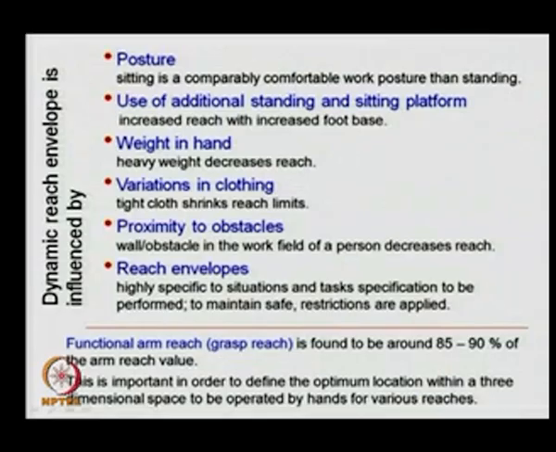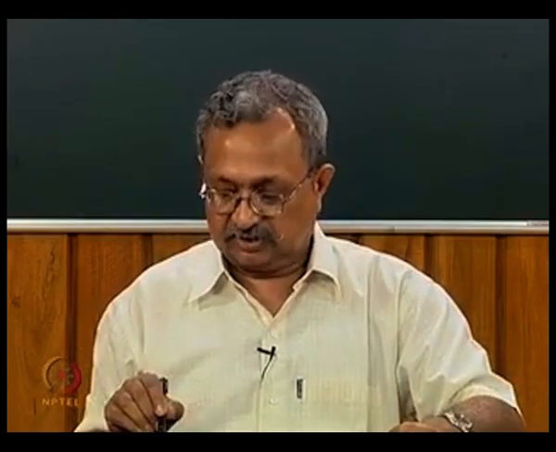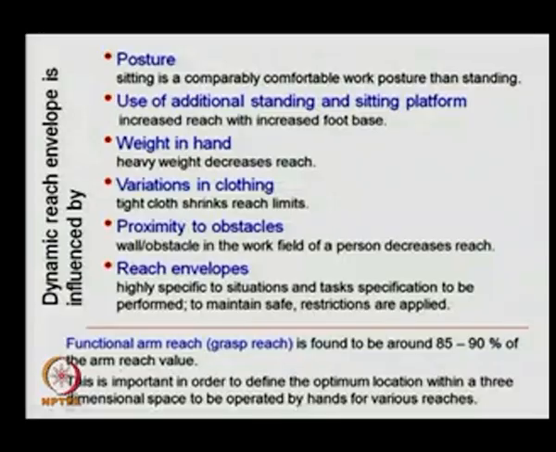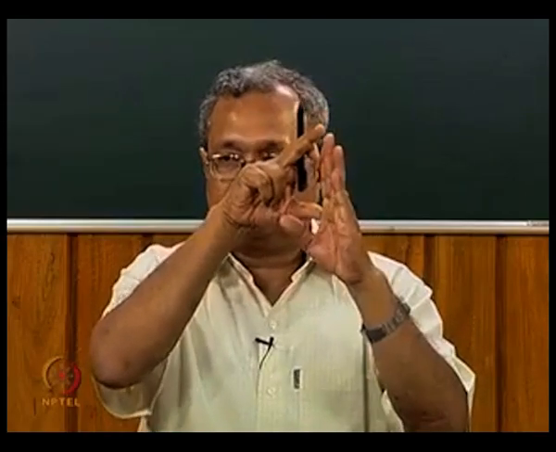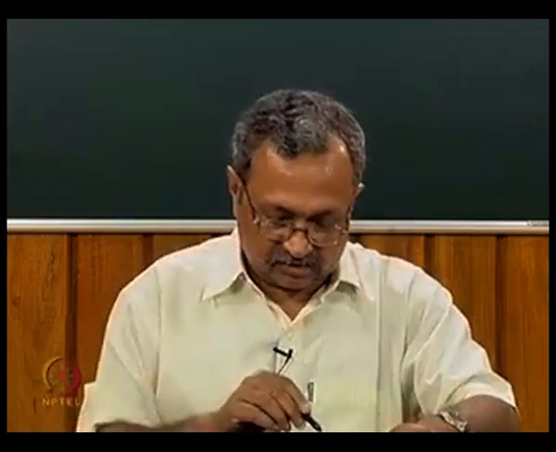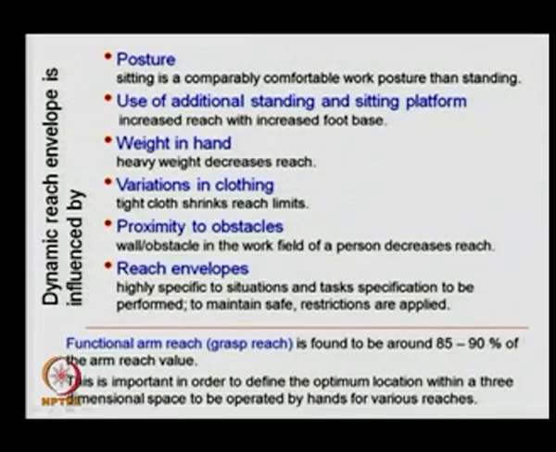Functional arm reach, that is grasp reach: this is total reach and this is the grasp reach. This distance is found to be around 85 to 90% of the total arm reach value. Means roughly it can be said that around 7 to 10 centimeter of this space is required from this position to this position. This is important in order to define the optimum location within a 3-dimensional space to be operated by hands for various reaches.